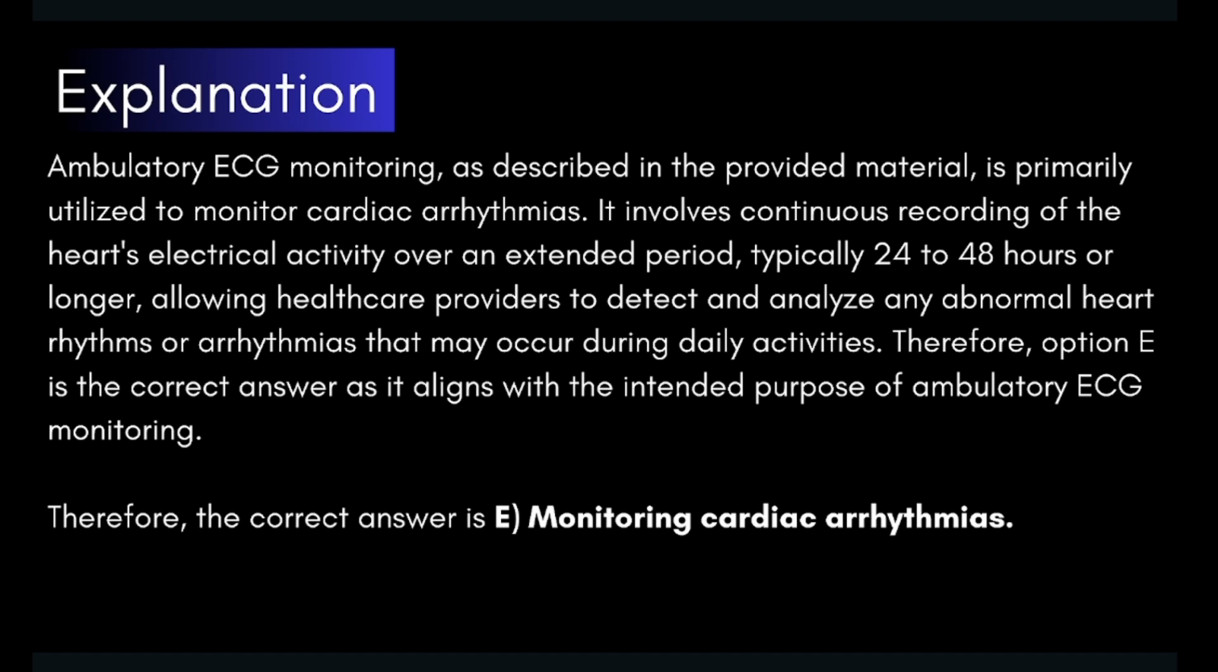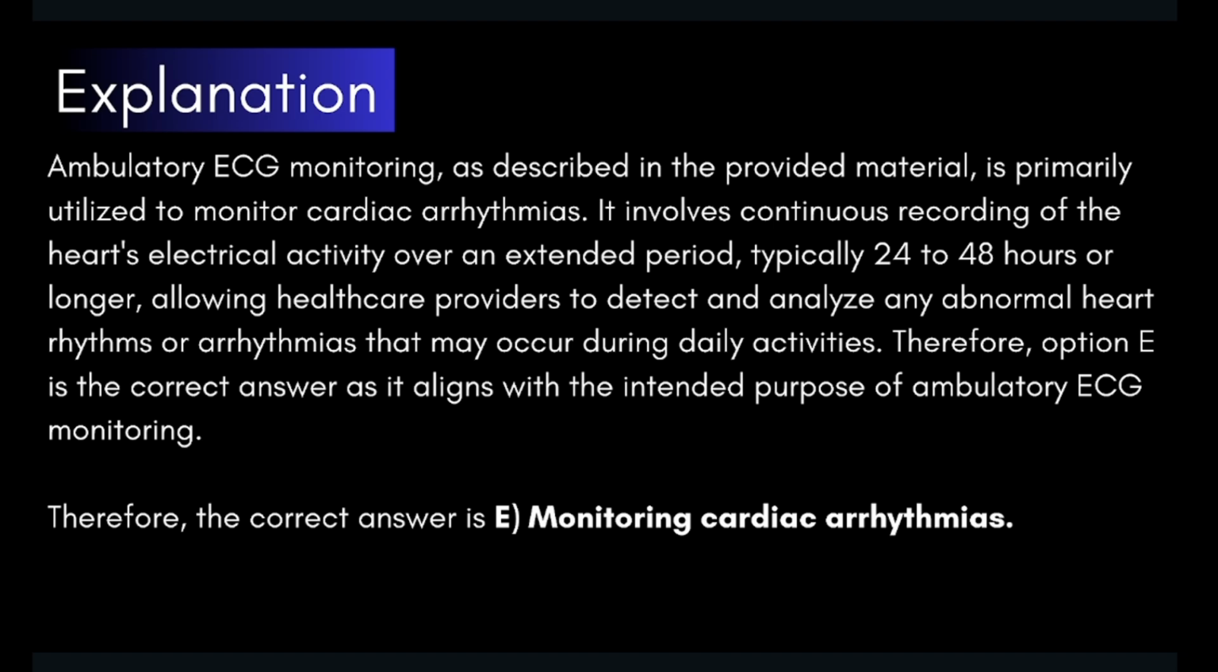Ambulatory ECG monitoring, as described in the provided material, is primarily utilized to monitor cardiac arrhythmias. It involves continuous recording of the heart's electrical activity over an extended period, typically 24 to 48 hours or longer, allowing healthcare providers to detect and analyze any abnormal heart rhythms or arrhythmias that may occur during daily activities. Therefore, option E is the correct answer as it aligns with the intended purpose of ambulatory ECG monitoring. So, option E, monitoring cardiac arrhythmias, is the proper answer here.